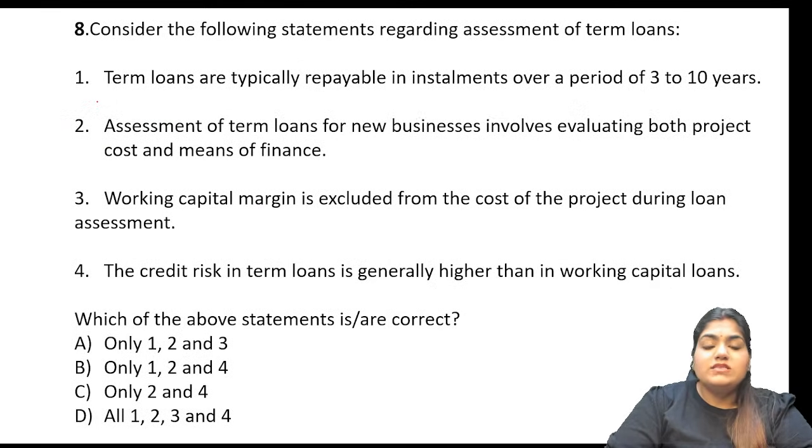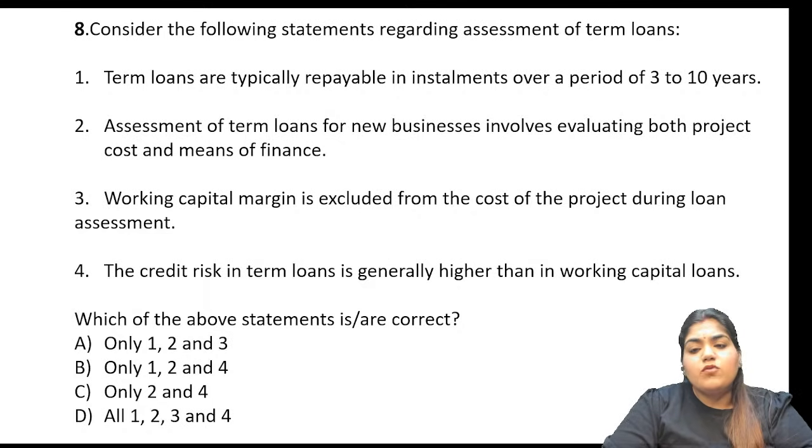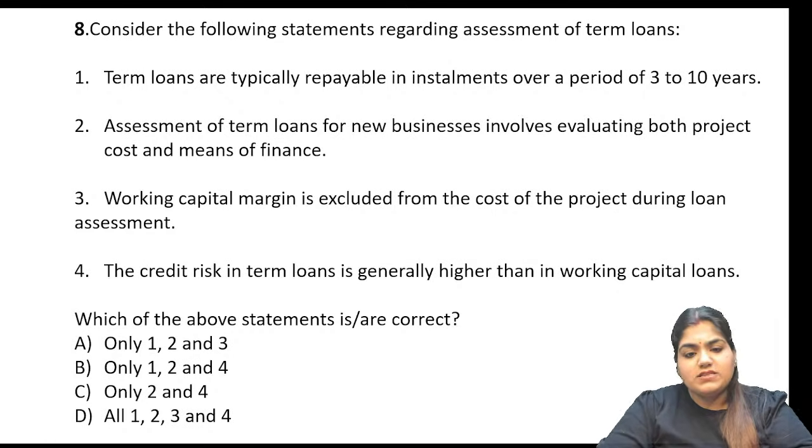Next. Consider the following statements regarding assessment of term loans. Term loans are for how much time? They are to be repaid between 3 to 10 years. For a new business, term loan assessment includes evaluating the cost of the project and the means of finance. The working capital margin is excluded from the cost of project. Why will we not calculate the working capital? Working capital is the important thing for a business, right? It is included in the project cost. Statement number 3 is incorrect.